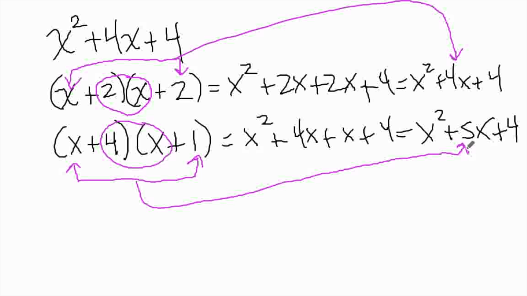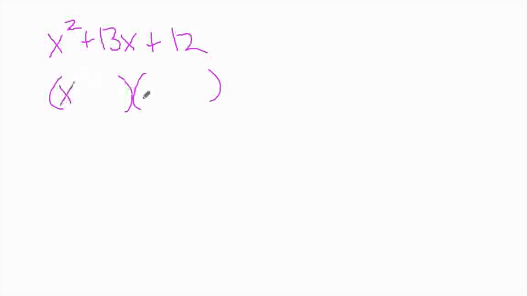All right, and it is possible to have lots of choices that you have to sort through. Let me do another one. What about if we had this? Okay, so we do what we did before. So we know that maybe x and x would be a good choice. And then we ask ourselves, what multiplies to 12? Well, let's see. 3 times 4, so 3 and 4 would work.